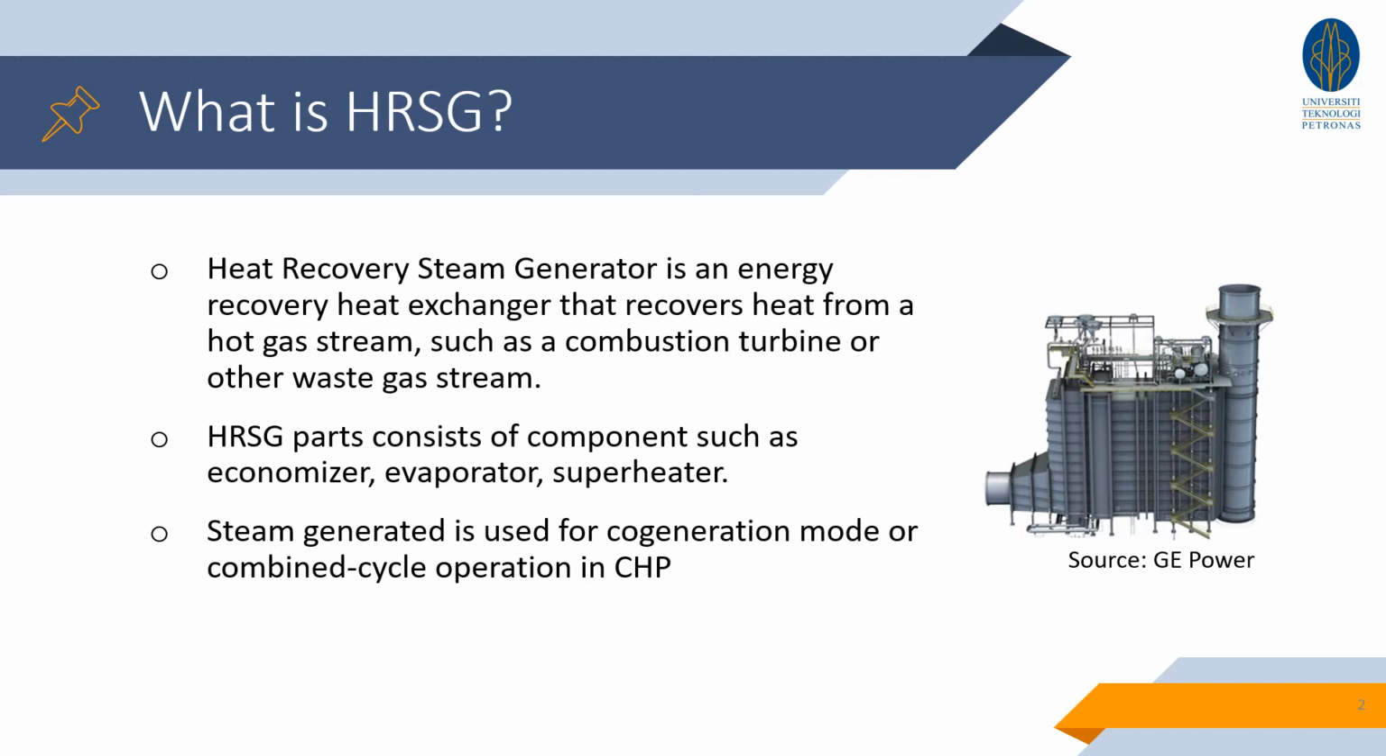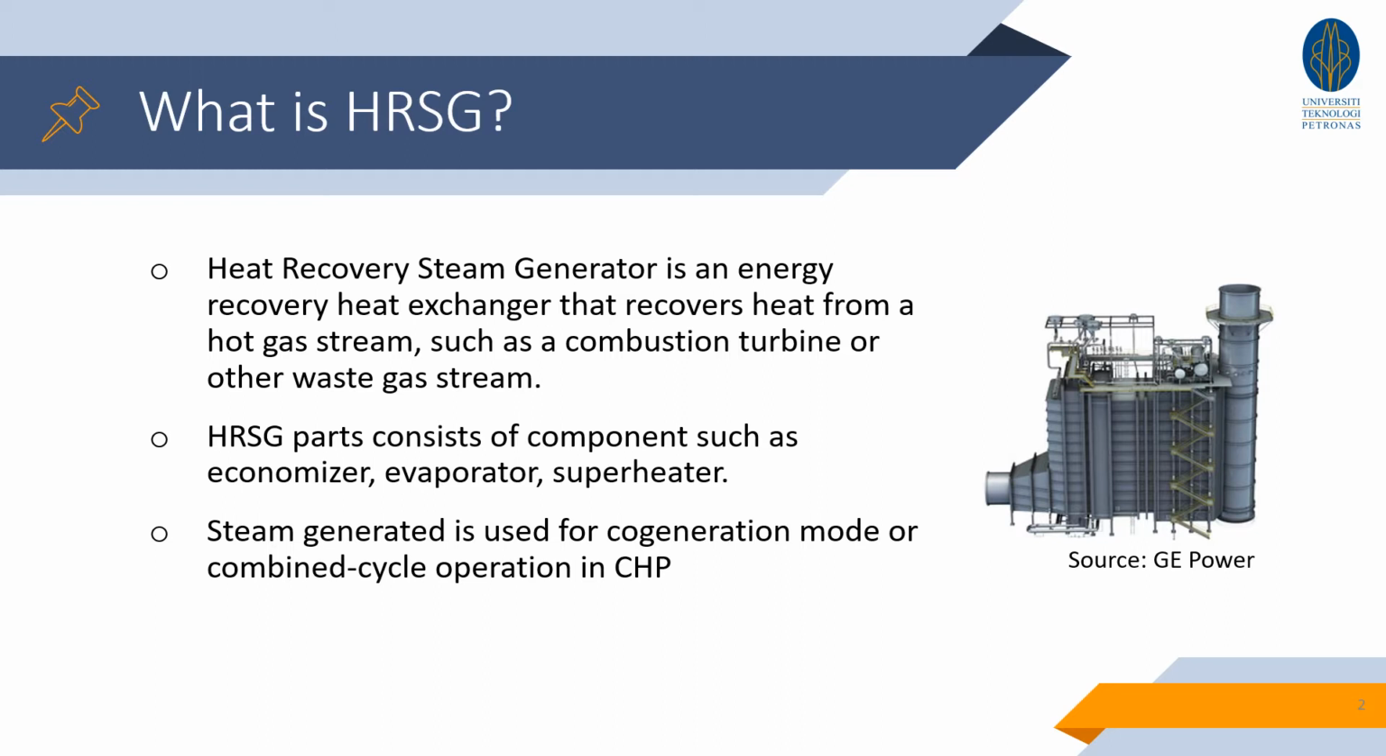HRSG parts consist of components such as the economizer. An economizer is a heat exchanger designed to exchange heat with fluid, mainly water. It is commonly incorporated in a boiler to provide sensible heat to water. This is to prevent heat loss and reduce load on the boiler.